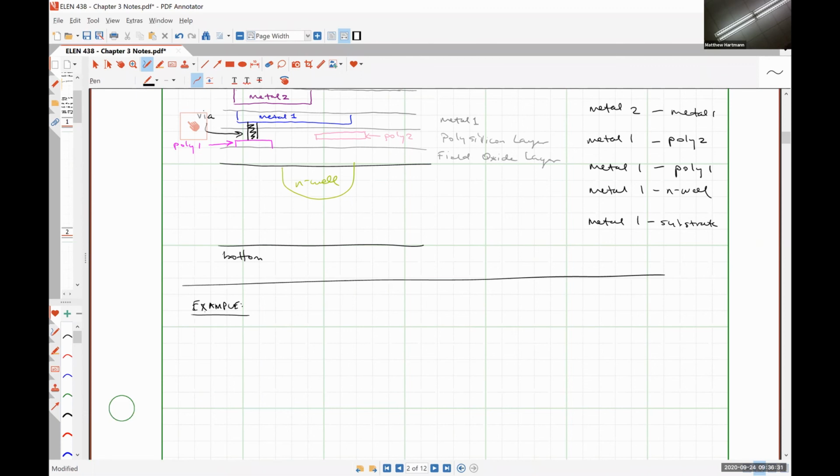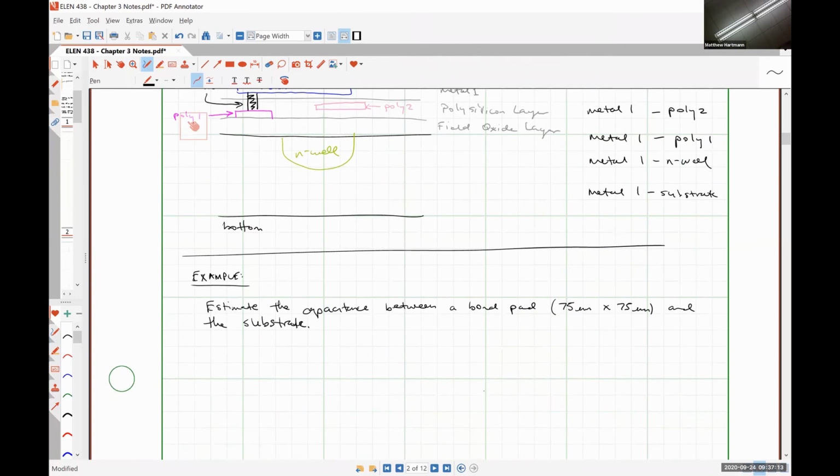Estimate the capacitance between a bond pad having dimensions of 75 micron by 75 micron, so slightly oversized from the minimum, and the substrate.